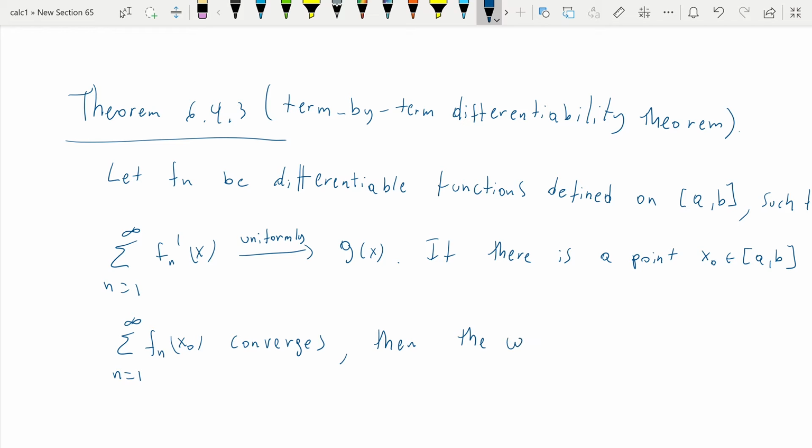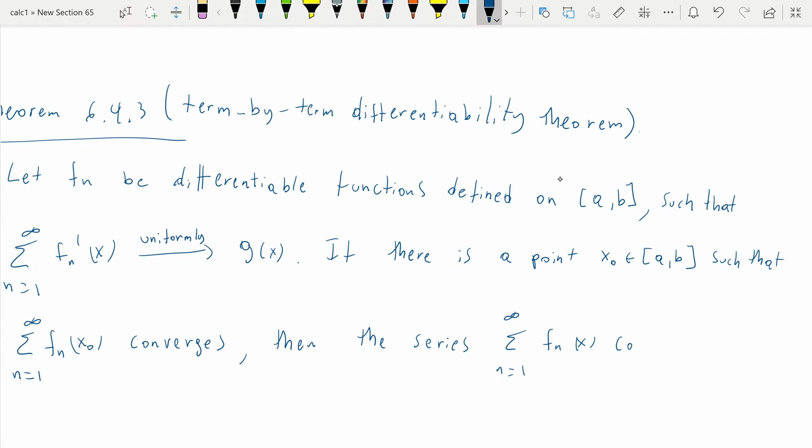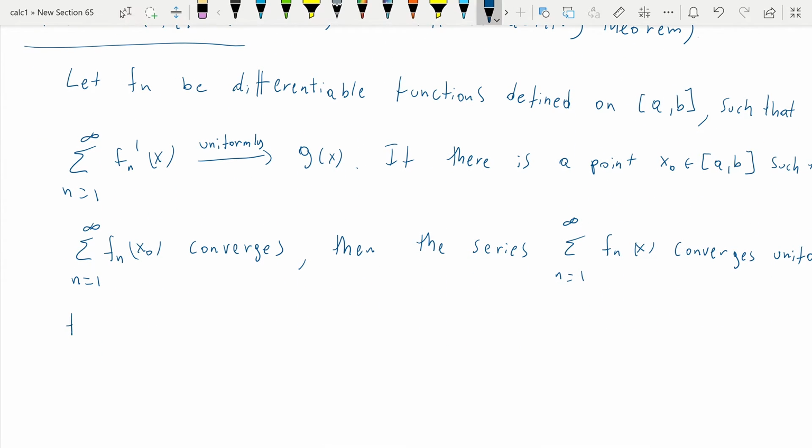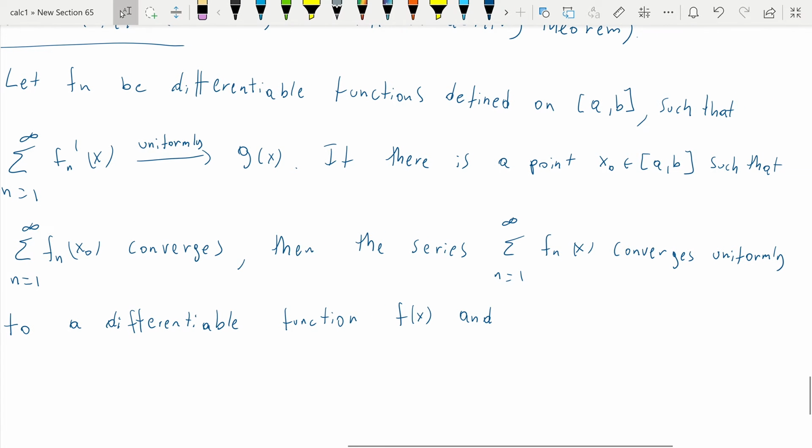Then the series, the sum of fn of x, now we are moving the point, converges uniformly to a differentiable function f of x, and f prime of x is equal to this g of x that we obtained up here.